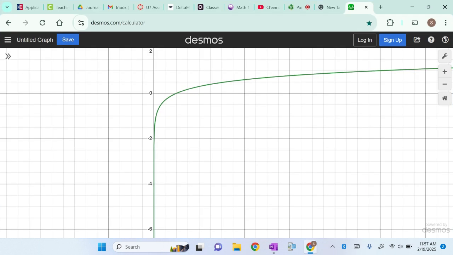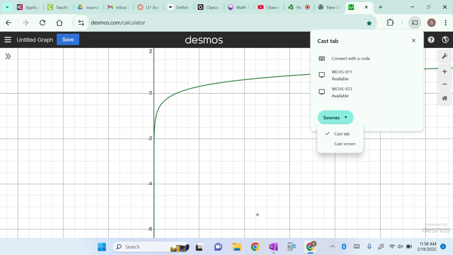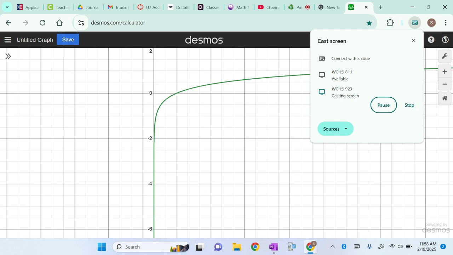Just disconnected. Give me a second. It's been doing this all day. It makes me so mad.